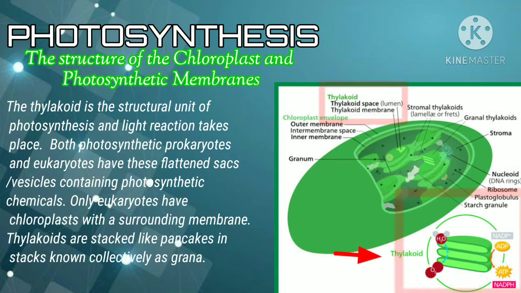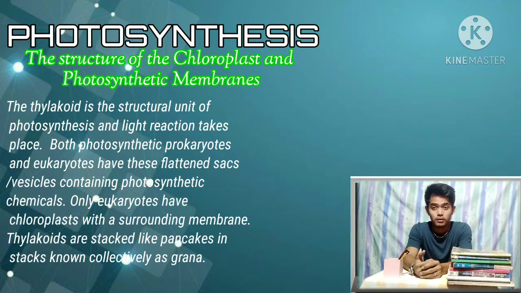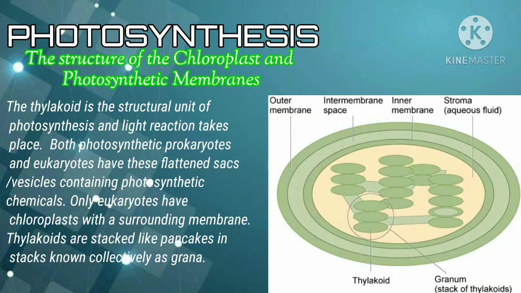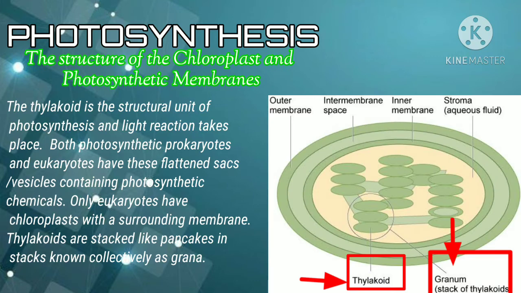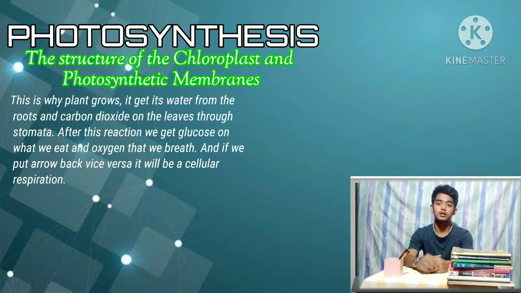The thylakoid is the structural unit of photosynthesis, where the light reaction takes place. Both photosynthetic prokaryotes and eukaryotes have these flattened sac vesicles containing photosynthetic chemicals. Only eukaryotes have chloroplasts with a surrounding membrane. Thylakoids are stacked like pancakes in stalks known collectively as grana. The areas between grana are referred to as stroma, where the Calvin cycle takes place and another process.